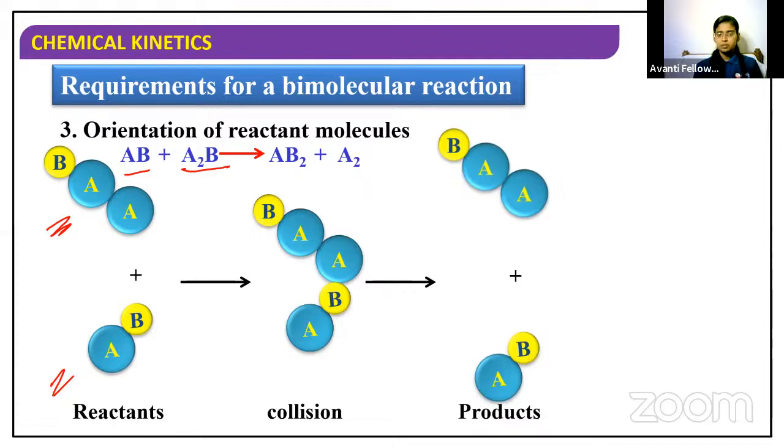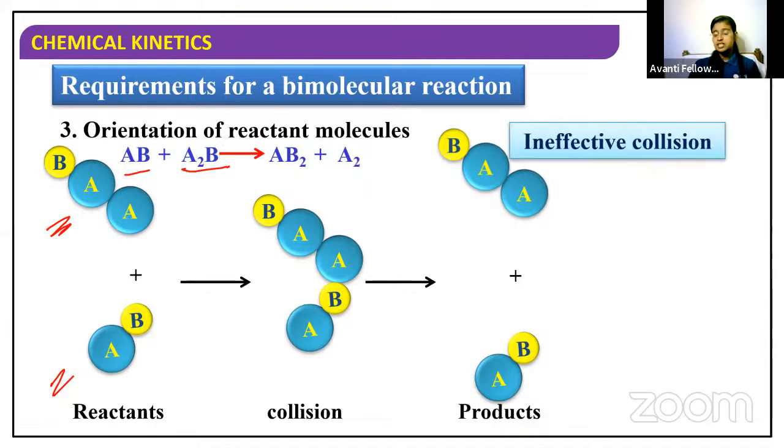Now you see the products. Reactant and product, they are the same, no? We have got the same A2B and AB. So if this is the case, then we can say that the collision is ineffective because the orientation of the reactant molecules is not proper. The two reactants did not get oriented properly, so that's why it leads to ineffective collision and it doesn't lead to the formation of a proper product.